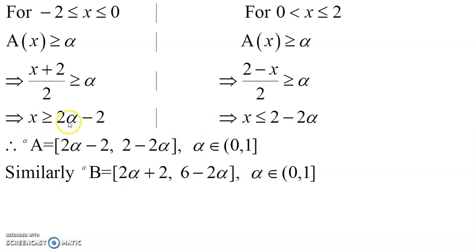Here x greater than or equal to 2 alpha minus 2 means that 2 alpha minus 2 will be the initial point of alpha cut of A, and x less than or equal to 2 minus 2 alpha means this 2 minus 2 alpha will be the end point, and alpha belongs to open 0 to closed 1. In the same way, we can also find out the alpha cut of B as closed interval [2 alpha plus 2, 6 minus 2 alpha], where alpha belongs to open 0 to closed 1.